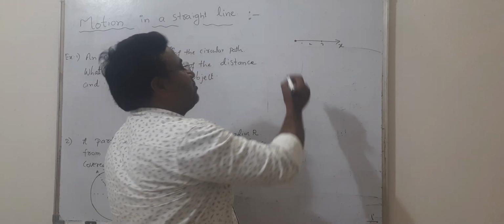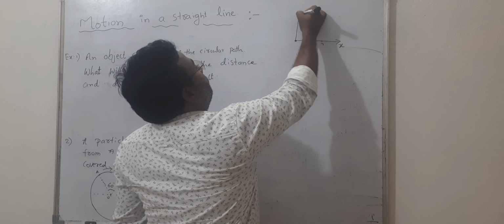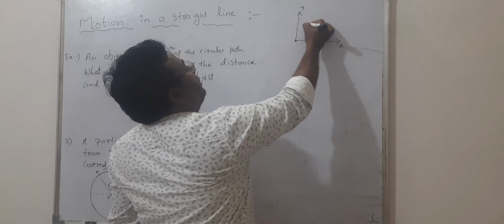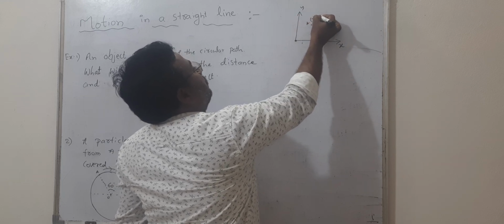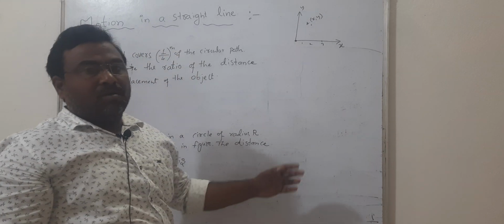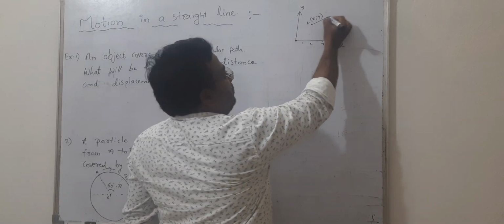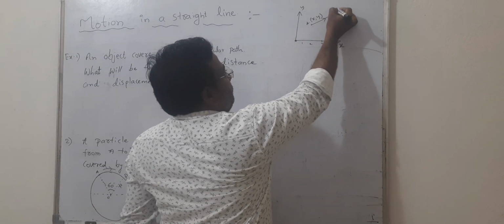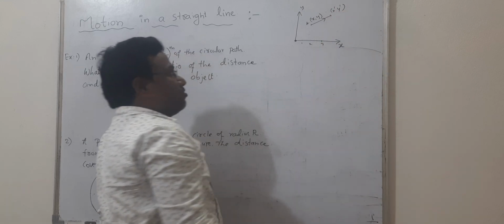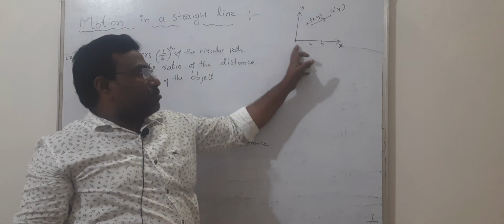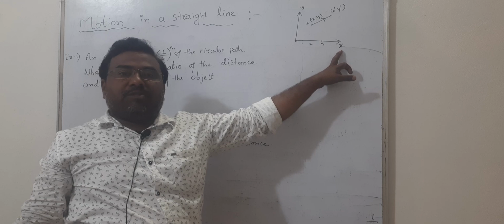If it is motion in a plane, it means both x and y coordinates will change. If this is a point A, then it should be represented by two coordinates, x comma y. So during its motion, two coordinates will change. So this is motion in a plane, and this is motion along a straight line, that is motion in one dimension.